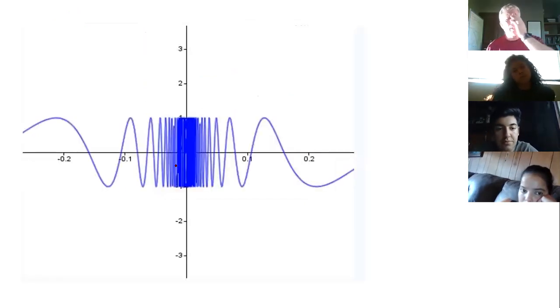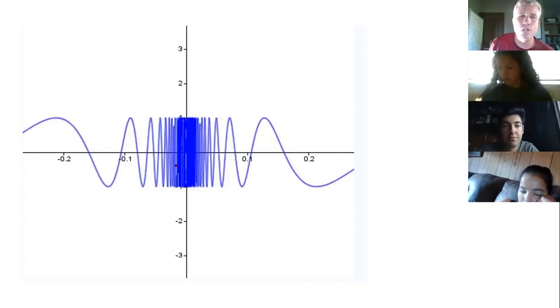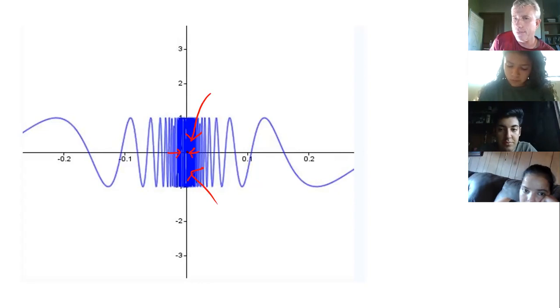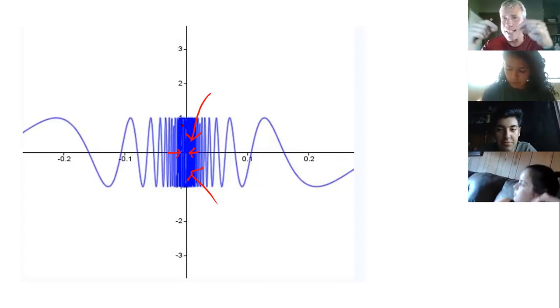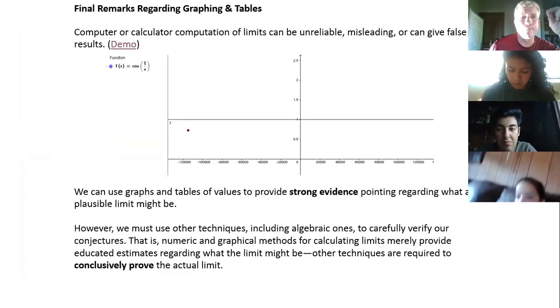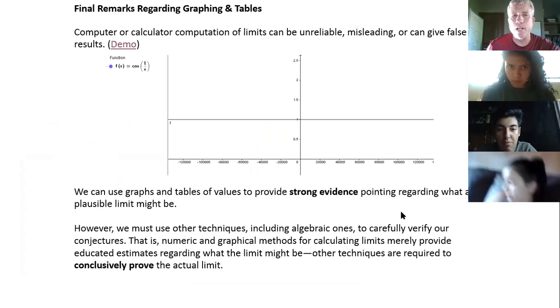And then the other thing that can happen, this is a little less common, is you can just get wild oscillation going on. So here, this is a function where as you get close to 0, the function just starts going bananas. There's no limit because the function isn't settling in as you get closer and closer to 0. It doesn't settle in on a single value. So you could kind of experiment with this.